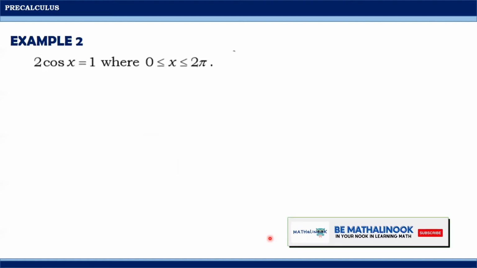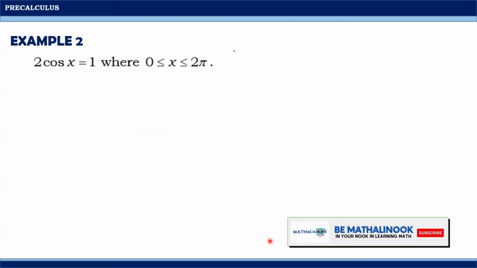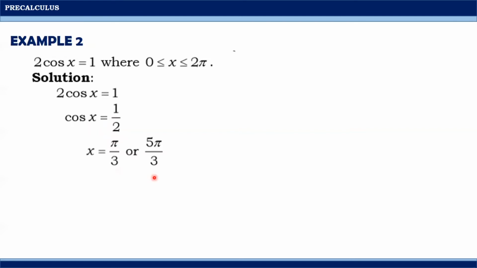Let us have another example. Solve 2 cosine x equals 1 where x is in the range 0 to 2 pi. To solve our given 2 cosine x equals 1, let us isolate cosine x. Dividing both sides by 2, we will have cosine x equals 1/2. Our task here is to find all possible angles that we can substitute for x here, wherein the value of cosine will be equal to 1/2. Thus, the solutions are pi over 3 or 5 pi over 3.